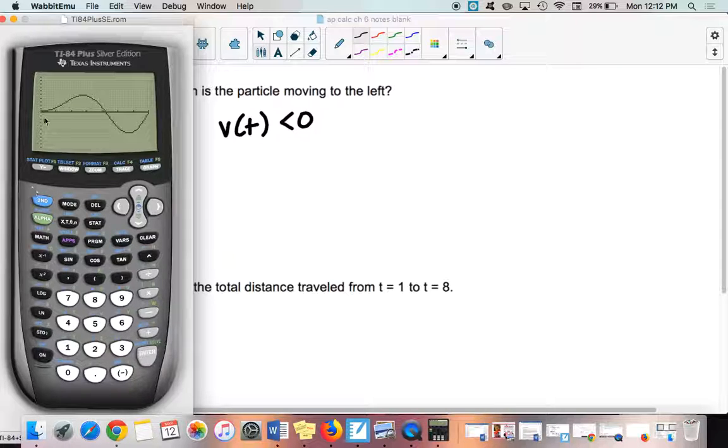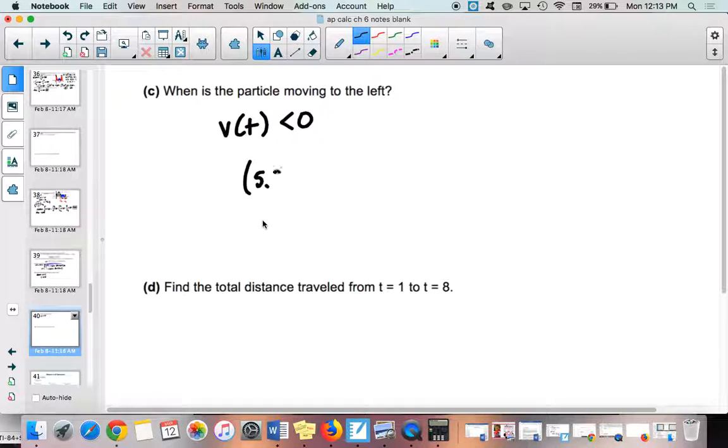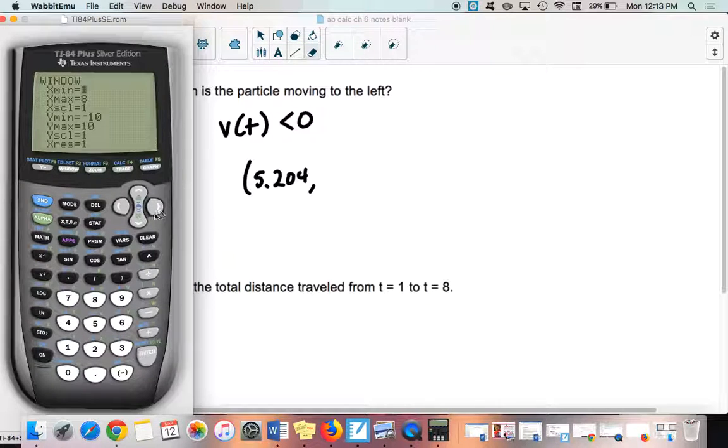So I can find this first x-intercept. I do second trace 0, and I get on the left side and the right side, then guess, enter. I do get a number there, 5.204. But I don't want to just put 8 there, because I'm not really sure. What if it's like 7.91? It looks a little too close to tell, so let's make our window go out to like 9, just to give us a little more room. And then let's find the 0 there as well. So do second trace 0.